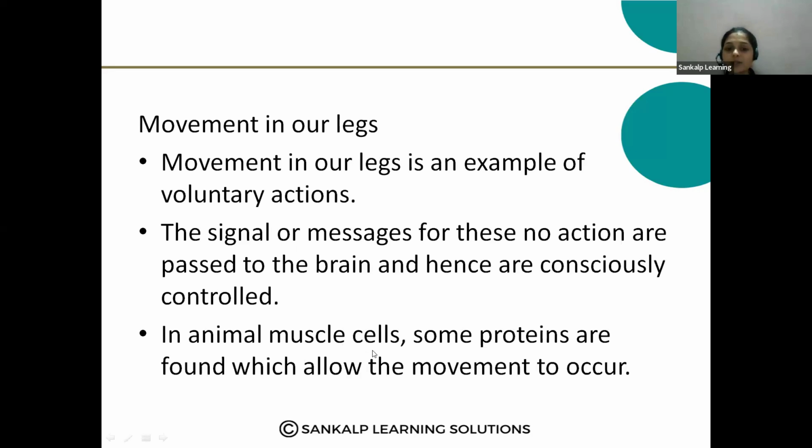So in animal muscle cells, some proteins are found which allow the movement to occur. So in the animal muscles, some proteins are there, and those proteins help for the movement of the legs. So this is how the movement of our legs and the movement in the touch sensitive plant are different. Okay, so note down these points.